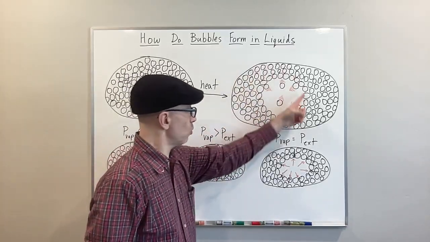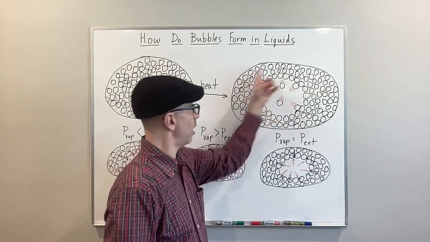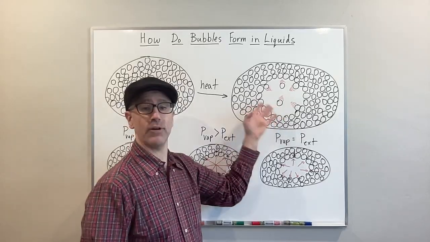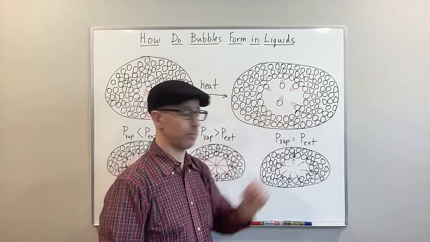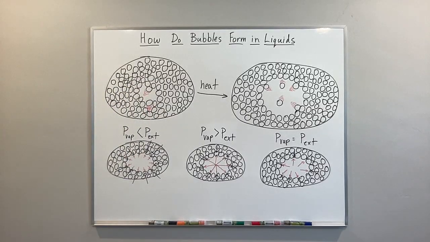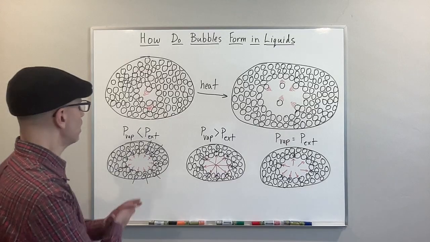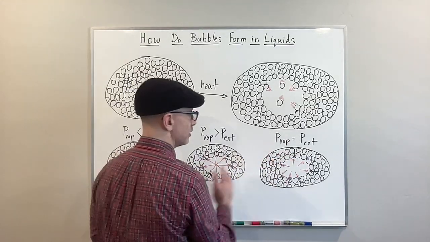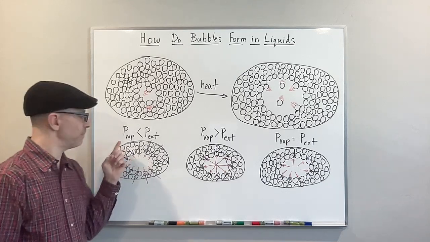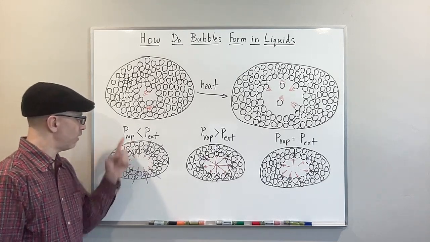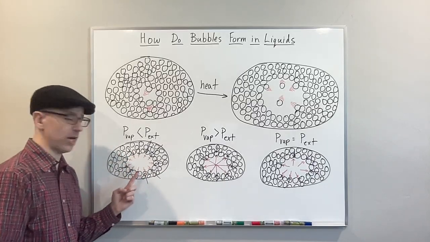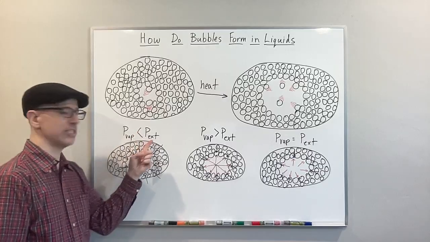So here you have a bubble that's forming due to the water vapor that's bouncing around and the pressure of the vapor inside the bubble. Okay, so let's look at the three different situations, right? So if the vapor pressure inside the bubble here is less than the exterior pressure.